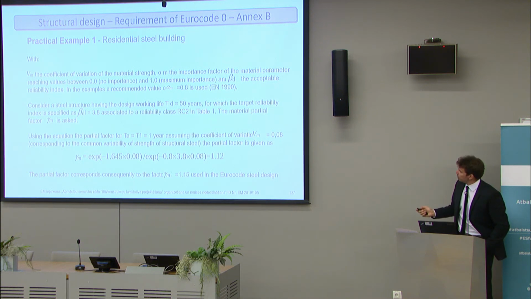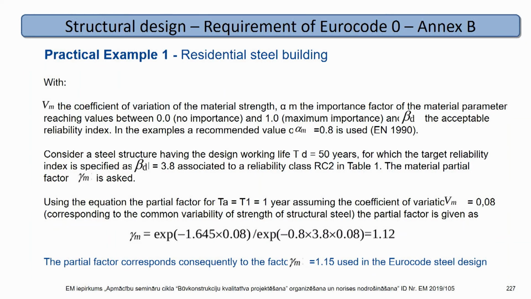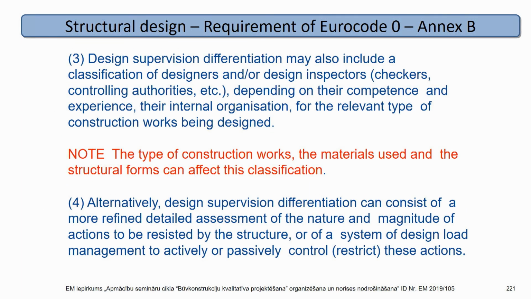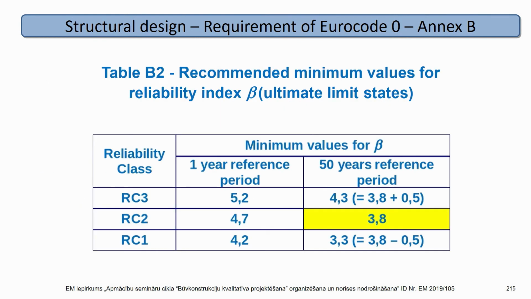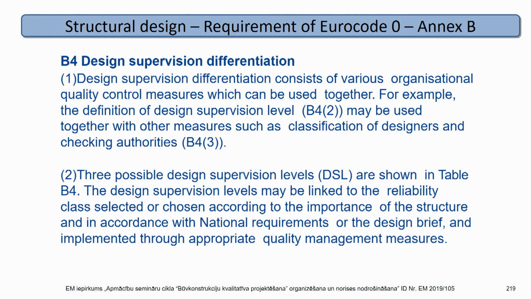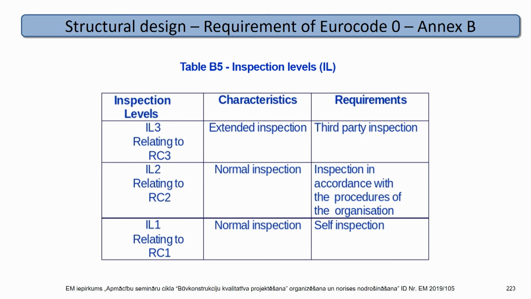However, it tells us something important here. Alpha m, this parameter here, can be taken between 0 and 1 according to Eurocode. The maximum importance is 1, of course. And beta D is the acceptable reliability index. These are the parameters we saw before in the table, the 3.8, which is usually used as suggested by the Eurocode.